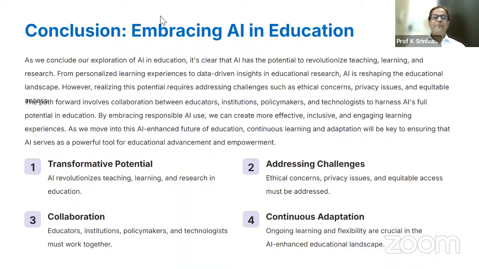Okay, and as I told you, the vision, like embracing, in the conclusion I wanted to say two or three small things. Embracing AI in education, of course it has the transformative potential, no doubt about it, and of course we need to address the challenges. Collaboration is very important: educators, institutions, policymakers and technologists must work together, and very importantly, continuous adaptation. So ongoing learning and flexibility are crucial in the AI enhanced education landscape. In this, look, two things: ongoing learning, meaning you have to continuously learn, and the second and most important is flexibility.